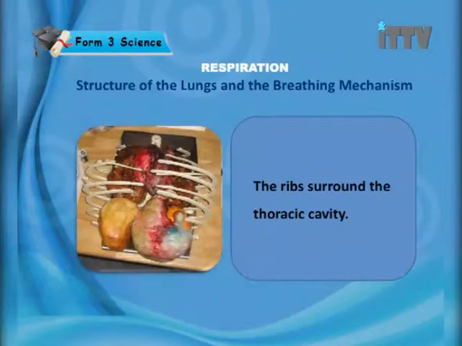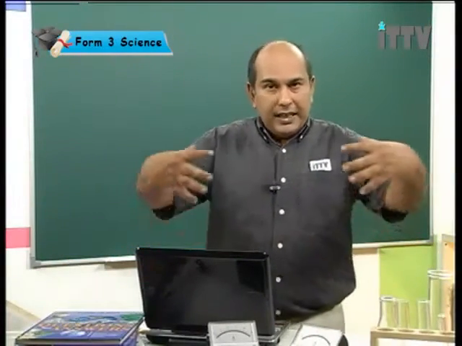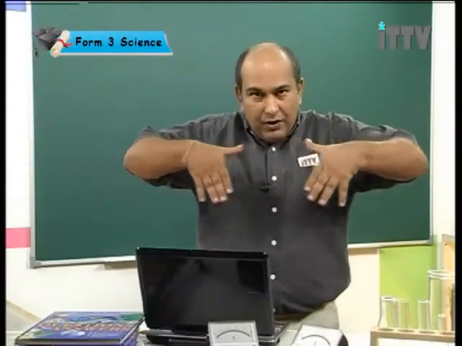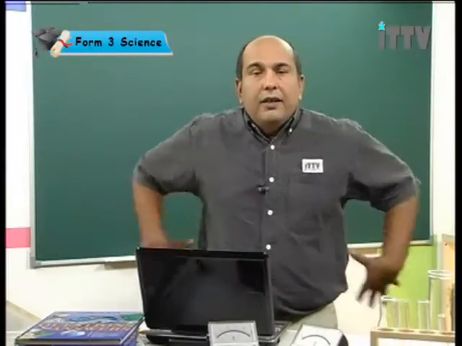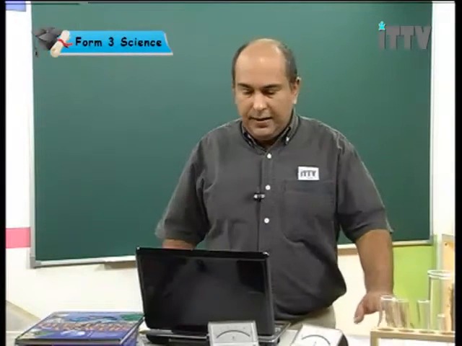The ribs surround the thoracic cavity. So imagine you've got a thoracic cavity. Inside your thoracic cavity are your lungs. Around the whole thoracic cavity is a rib cage that protects the lungs inside the thoracic cavity.